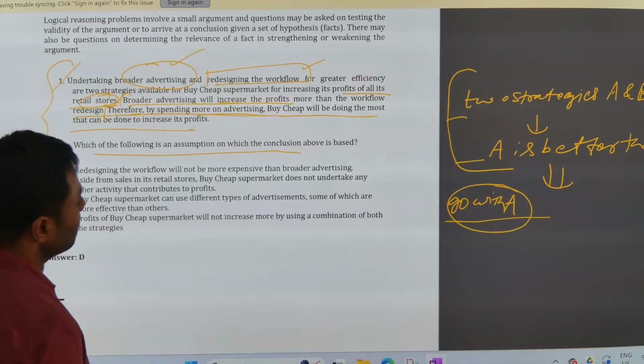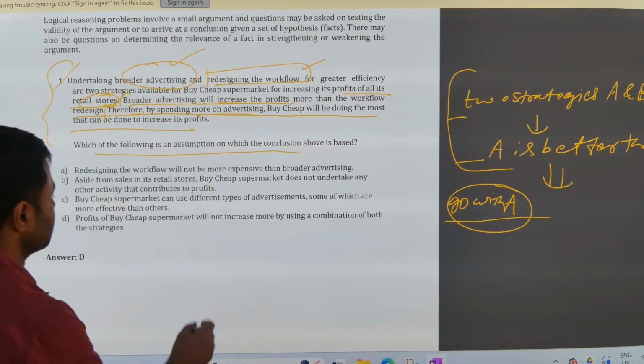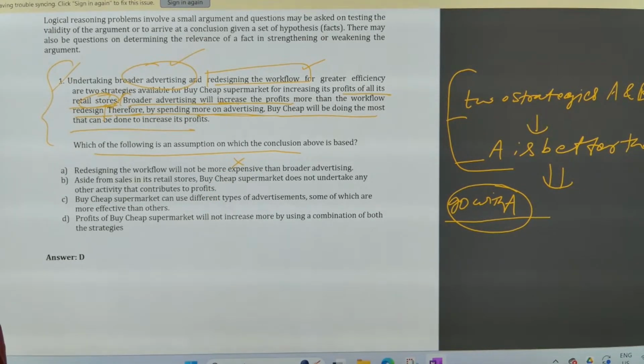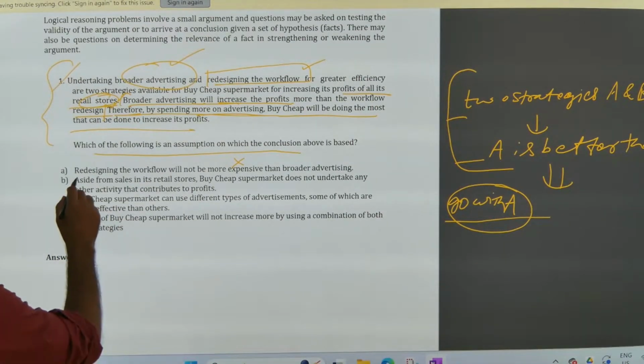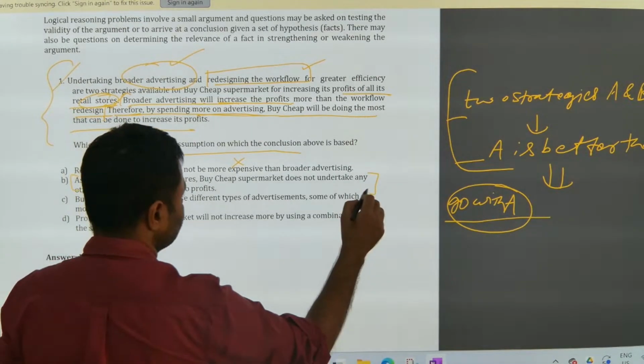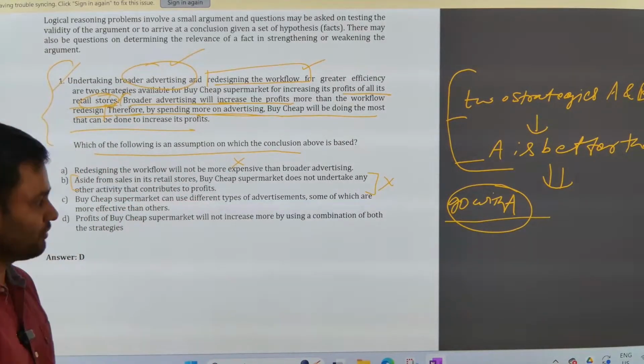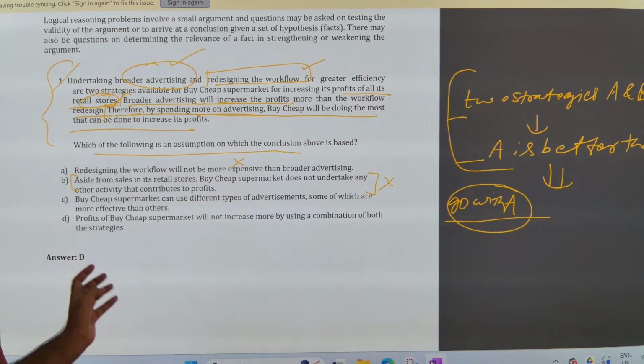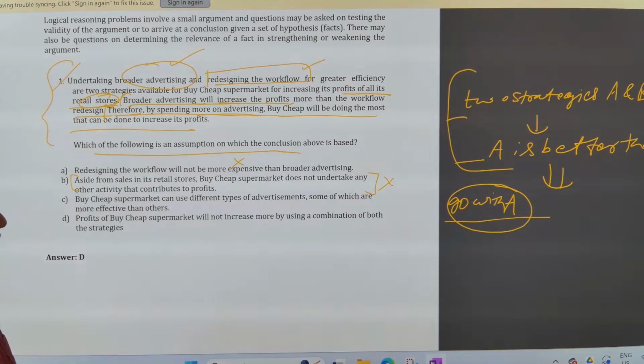Option A: Redesigning the workflow will not be more expensive than broader advertising. So they are not talking about the expense of the two strategies. They just want to increase their profit. So option A cannot be the assumption. Option B: Aside from sales in its retail store, Buy Cheap Supermarket does not undertake any other activity that contributes to profits. So we are not talking about any other activities that contribute to profit. We only have to talk about these two strategies, right? We don't have to talk about the activities that happen in their stores. So B does not make sense.